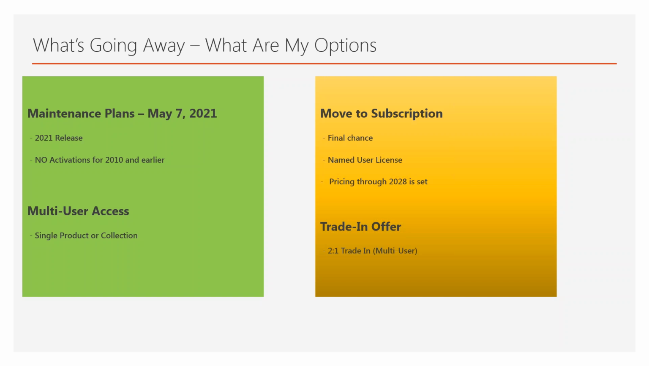Right now, if you have a maintenance plan license, a perpetual license, you can only get an activation up until 2010. You can't go earlier than 2010. They will not give you an activation for any of that software. We haven't been told when they're going to change that 2010 date.